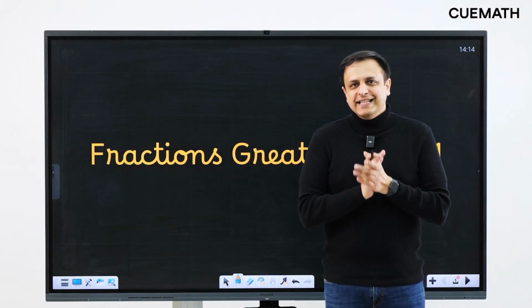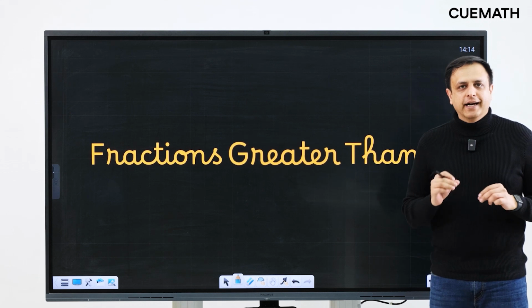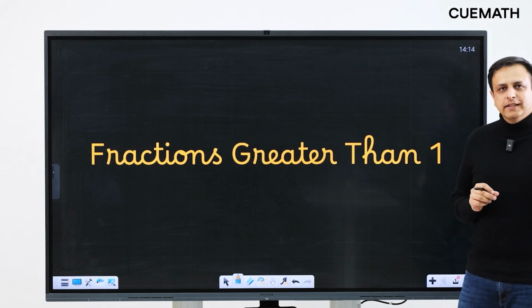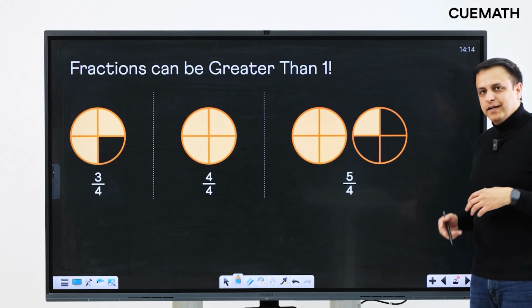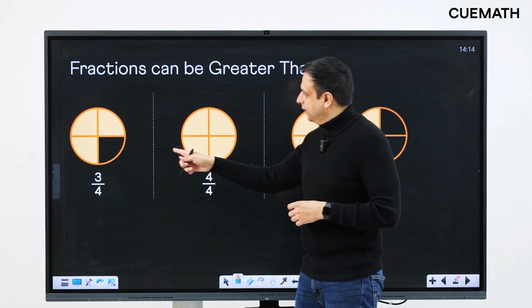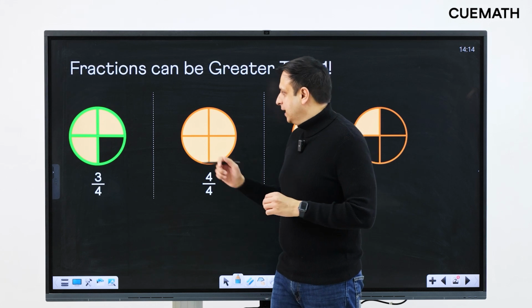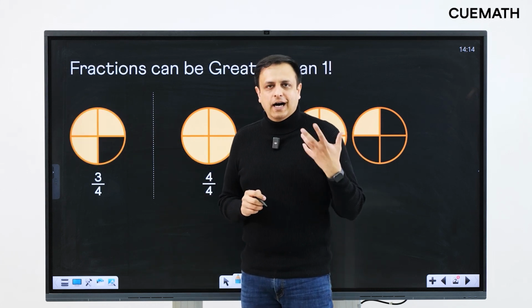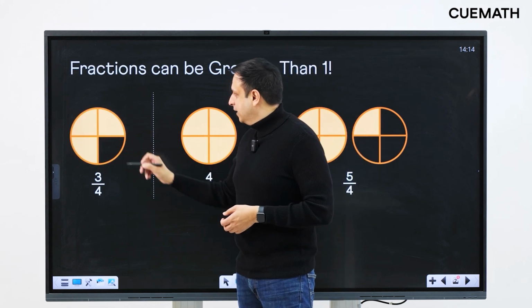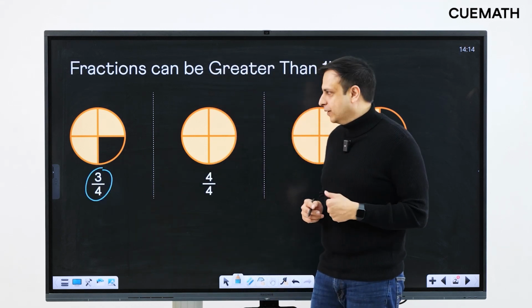Hi everybody, in this lesson, I will help you understand the idea of fractions greater than 1. So what does it mean for a fraction to be greater than 1? Let's take a look at these pictures here. The first one shows a whole that's been divided into 4 equal parts and 3 of those 4 parts are shaded. So the shaded region here represents the fraction 3 over 4, as we already know.